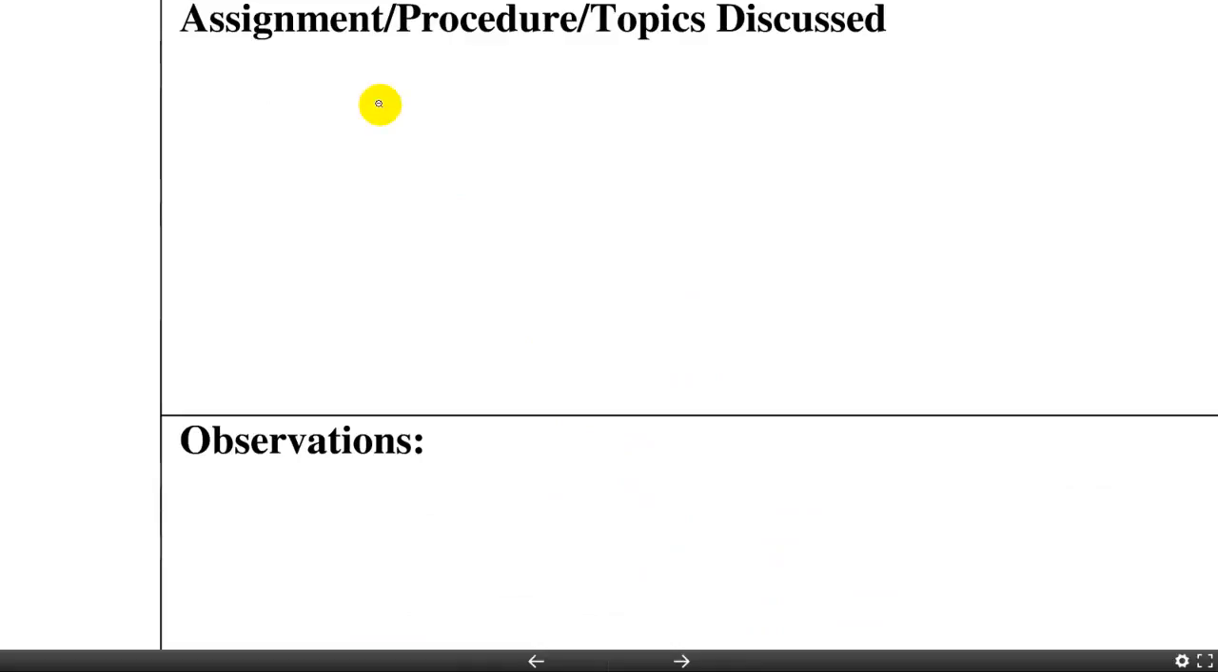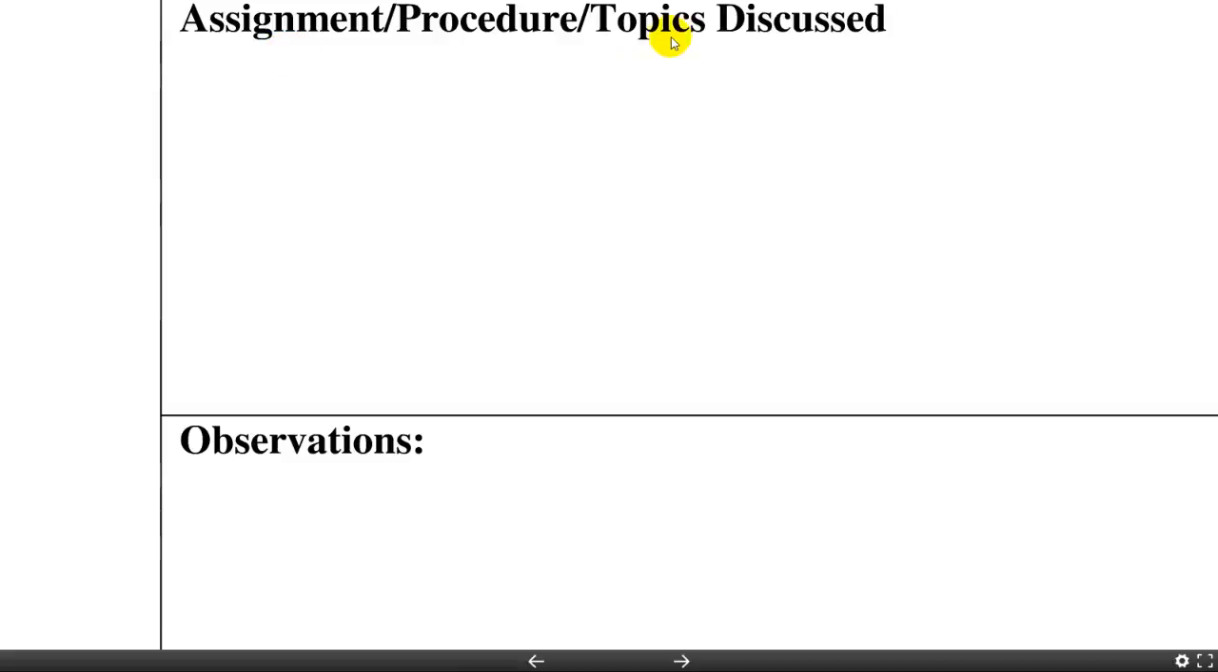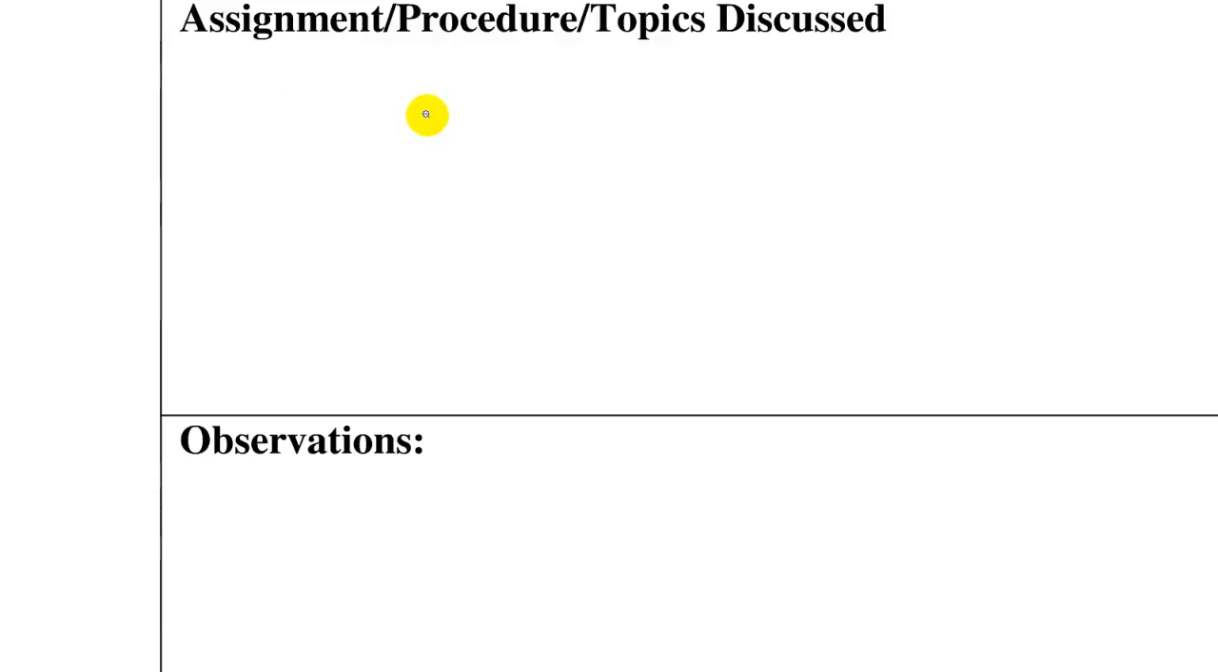In this next section, we're asking the students to include their assignment for the day, what procedures they may have performed, or topics that they discussed with their preceptor or maybe with a physician. And if possible, quantify these, such as 3 neb treatments, 2 blood gases, maybe they had a couple of patient ventilator assessments that they performed, and so forth.